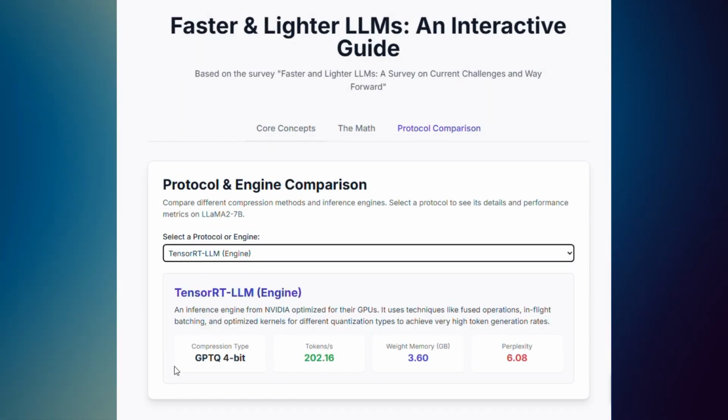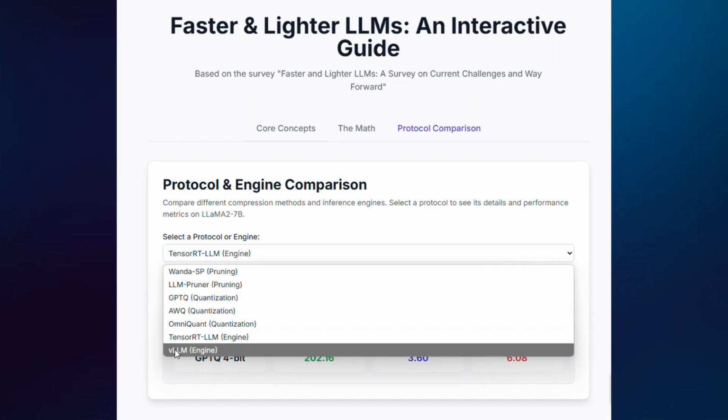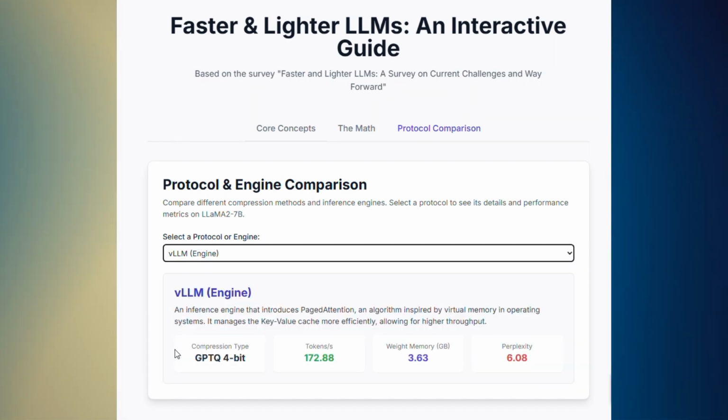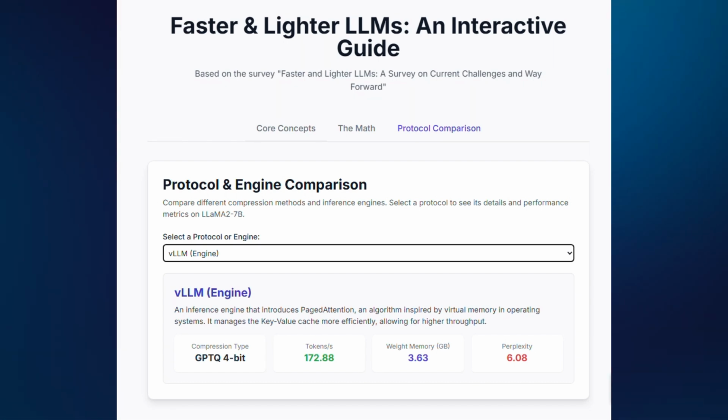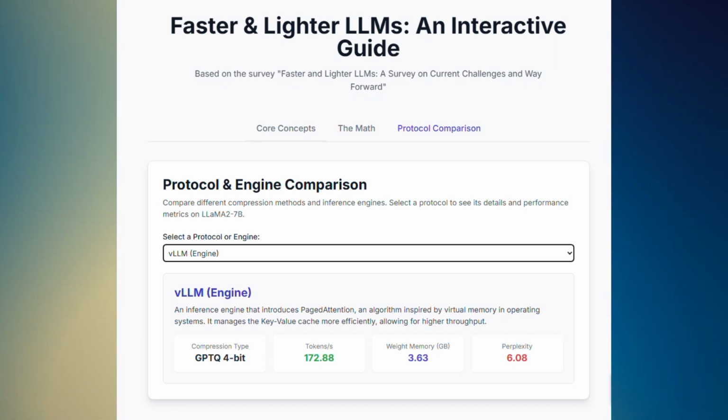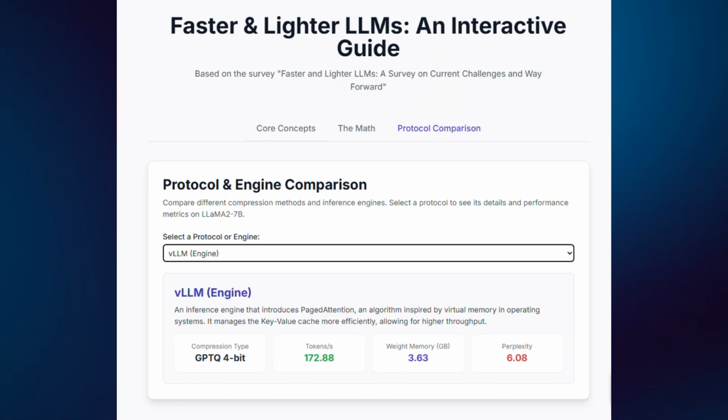TensorRT is an engine that optimizes multi-GPU processing. VLLM is a high-throughput and memory-efficient inference and serving engine for increasing LLM efficiency.